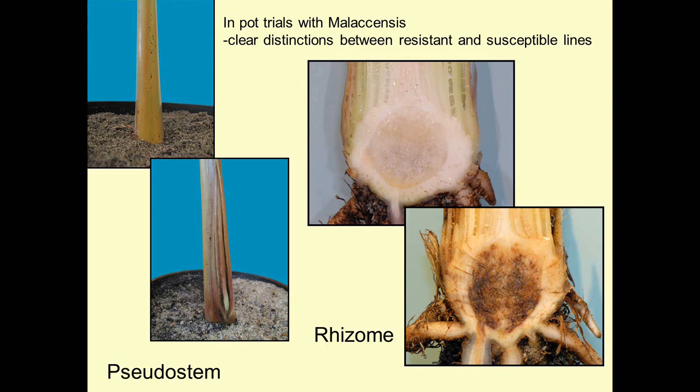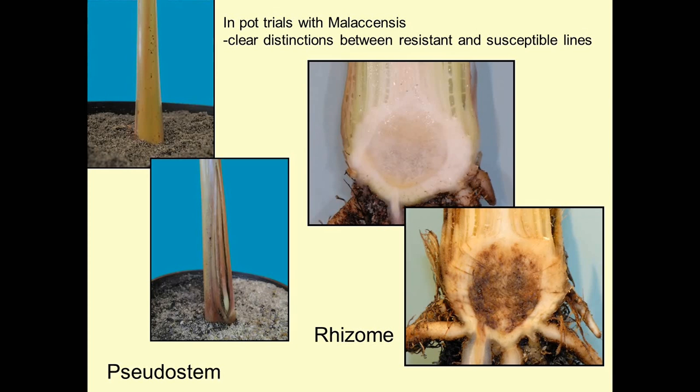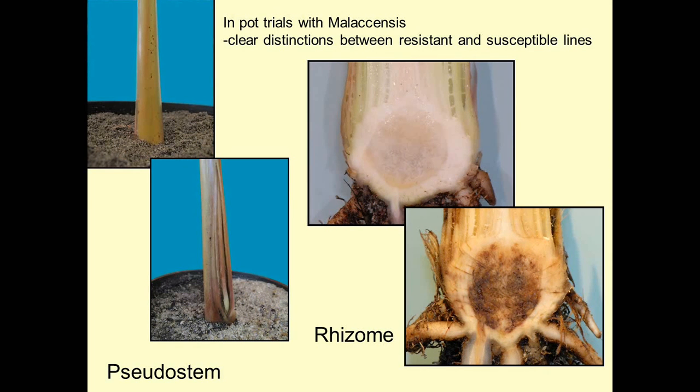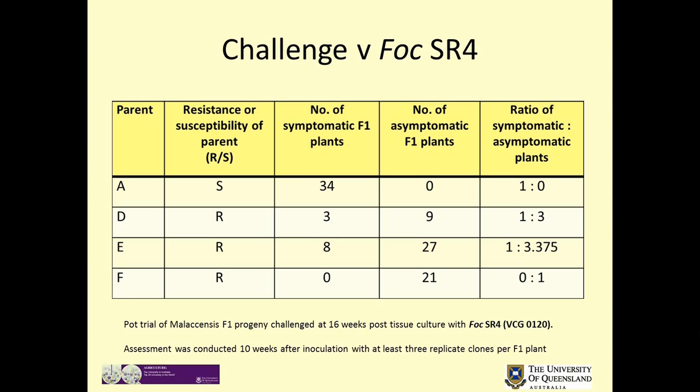Another classic symptom is this stem splitting. You see this in the larger plants, but again we see it in pot plants. And then the discoloration of the rhizome when you open it up. We did inoculations by infesting autoclaved millet with the fungus and incorporating it in the soil. There have been various ways of doing it, but we've found that's been the most efficient.